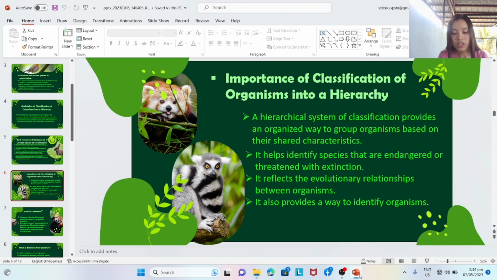It provides a systematic or standardized approach for organizing, naming, and understanding the vast diversity of life on Earth. Also, it enables effective communication among scientists that aids in identifying relationships between species, and it contributes to various fields including ecology, evolution, conservation, and medicine.